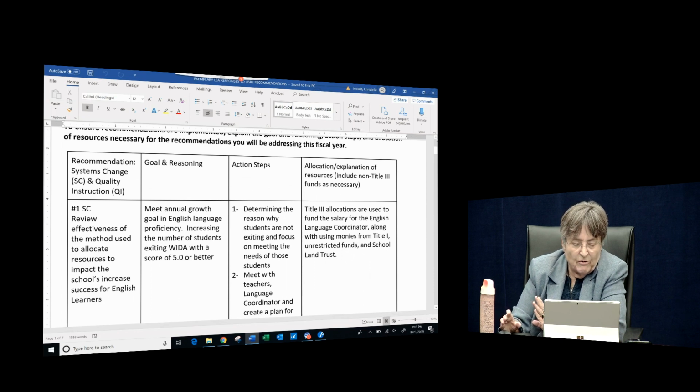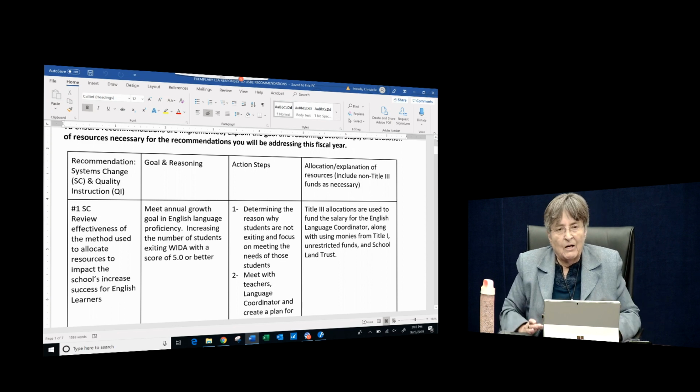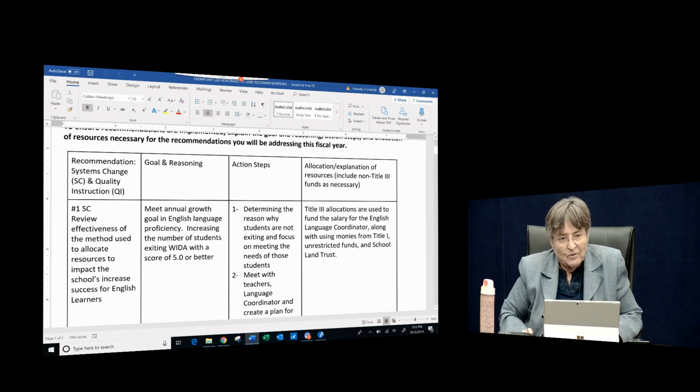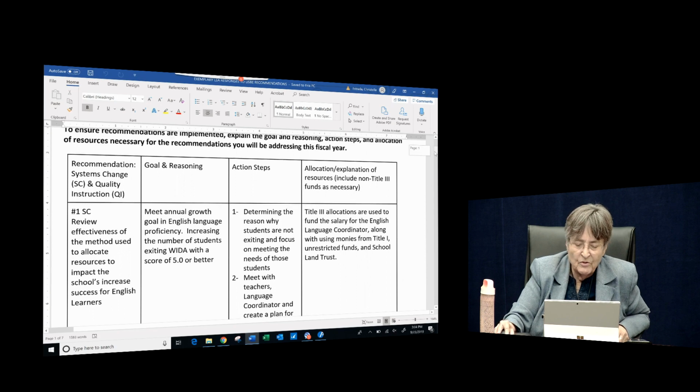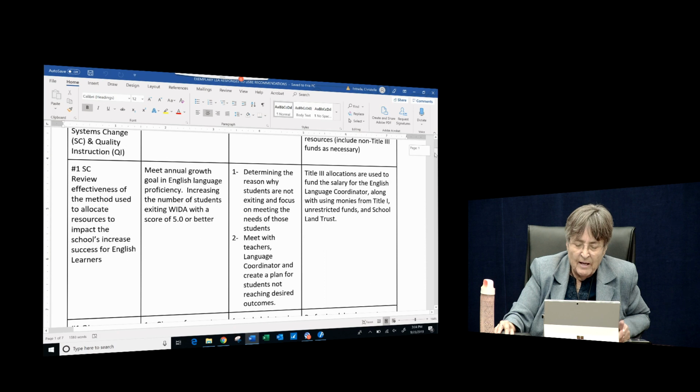So their focus is really meeting the annual growth goal in English language proficiency and increasing the number of students exiting WIDA with a score of 5 or better. So they're very concrete, related to the data, and that's what's included in the report card. And what are they doing? Determining the reason why students are not exiting and focusing on meeting the needs of the individual students. Meet with teachers and the language coordinator to create a plan for students not reaching desired outcomes. So this would be an annual thing because every year the annual growth goal changes.